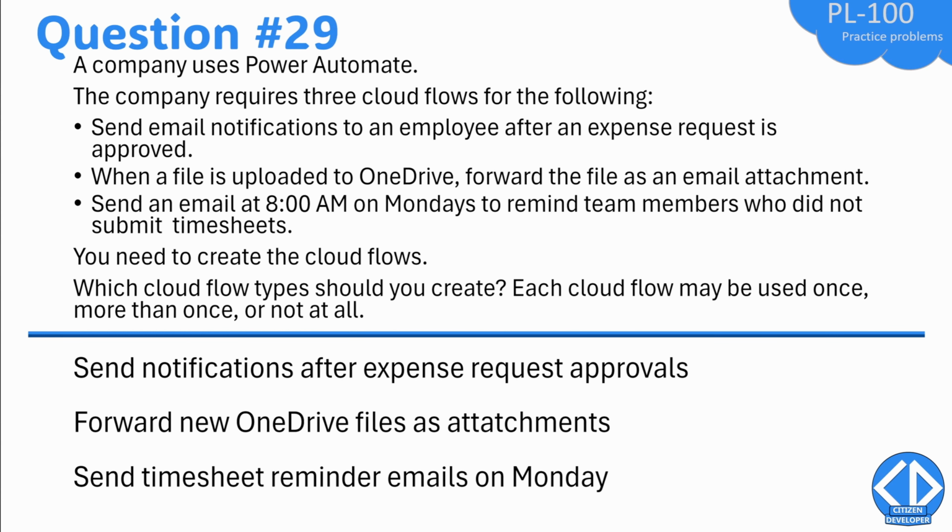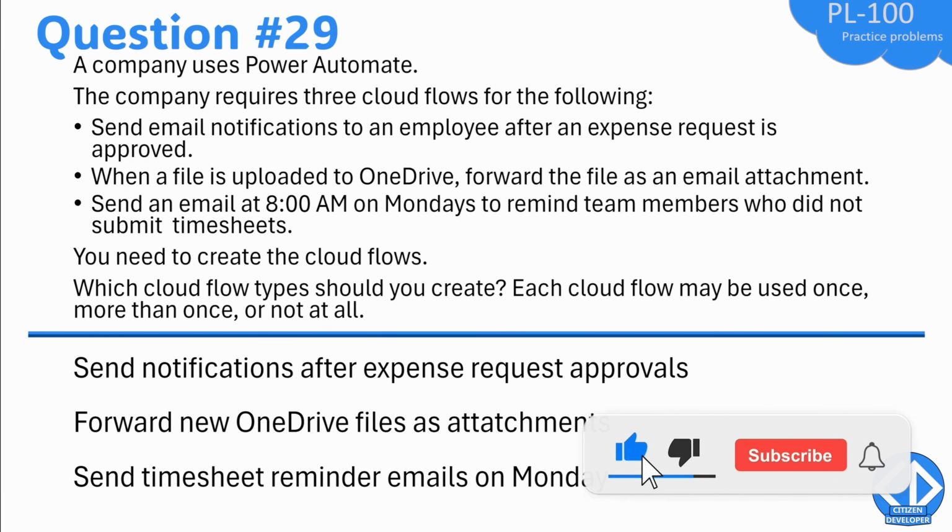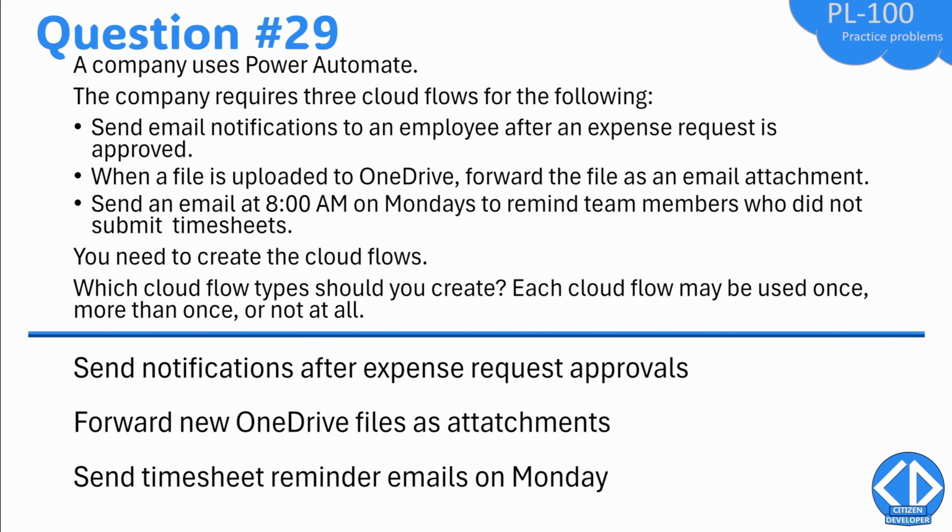Question 29, so a company uses Power Automate, and the company requires 3 cloud flows for the following. We want to send email notifications to an employee after an expense request is approved. Okay, when a file is uploaded to OneDrive, forward the files as an email attachment. Send an email at 8 a.m. on Mondays to remind team members who did not submit their timesheets. Okay, so we have 3 different types of cloud flows, and we need to create them. Which cloud flows should you create?